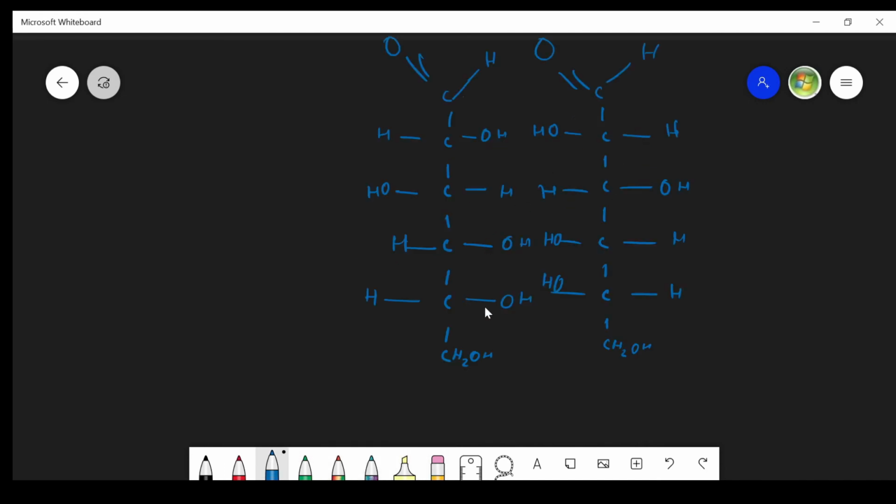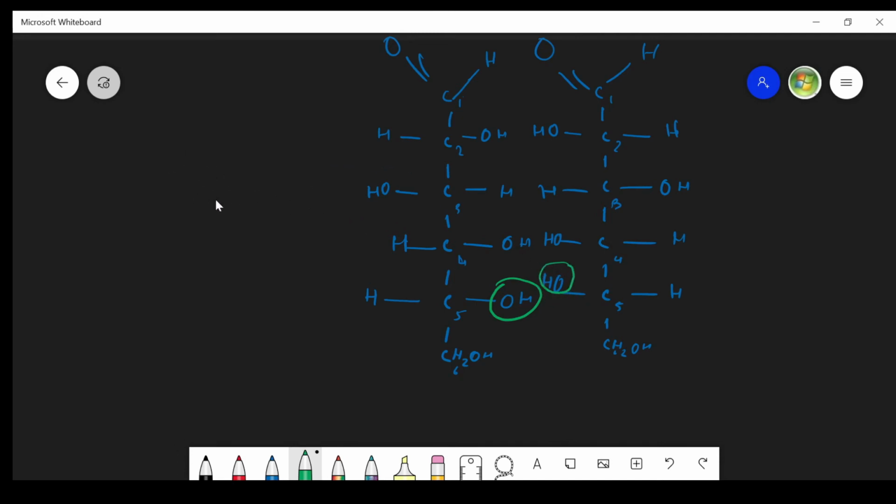Now this is your carbon position 1, 2, 3, 4 and this is 5 and this is 6 and this is 1, 2, 3, 4, 5 and this is 6. Now look here. Here you can find that the OH group is present on the right hand side and here it is present on the left hand side.